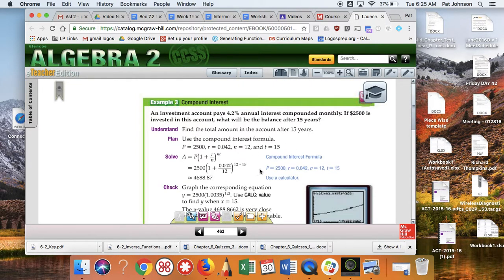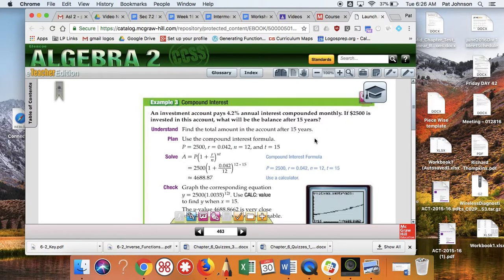So let's look at example 3. An investment account pays 4.2% annual interest compounded monthly. If $2,500 is invested in this account, what will be the balance after 15 years? So we want to find A of T, of 15 years, A of 15. First of all, we start with our formula right here: A equals P times (1 plus R over N) raised to the NT.